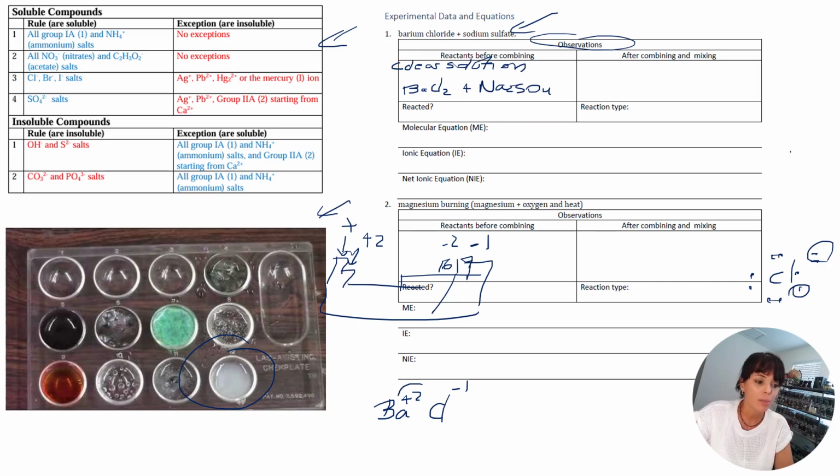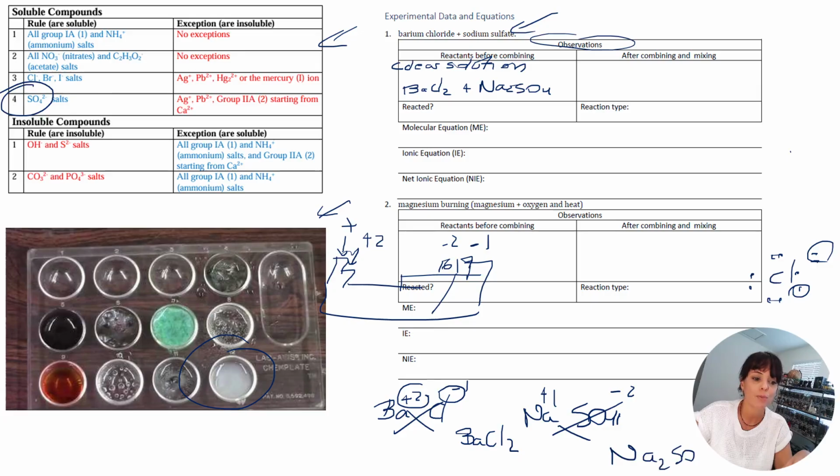So here what I do is cross the charges, so it will be barium and then chloride 2, BaCl2. And we do the same thing in sodium sulfate, because sodium is in group 1, so it's +1. Sulfate is a polyatomic ion, and here I can see -2. So when you cross the charges, it will be Na2SO4. Good. So on the other side, when the reaction happened, what I saw is over here.